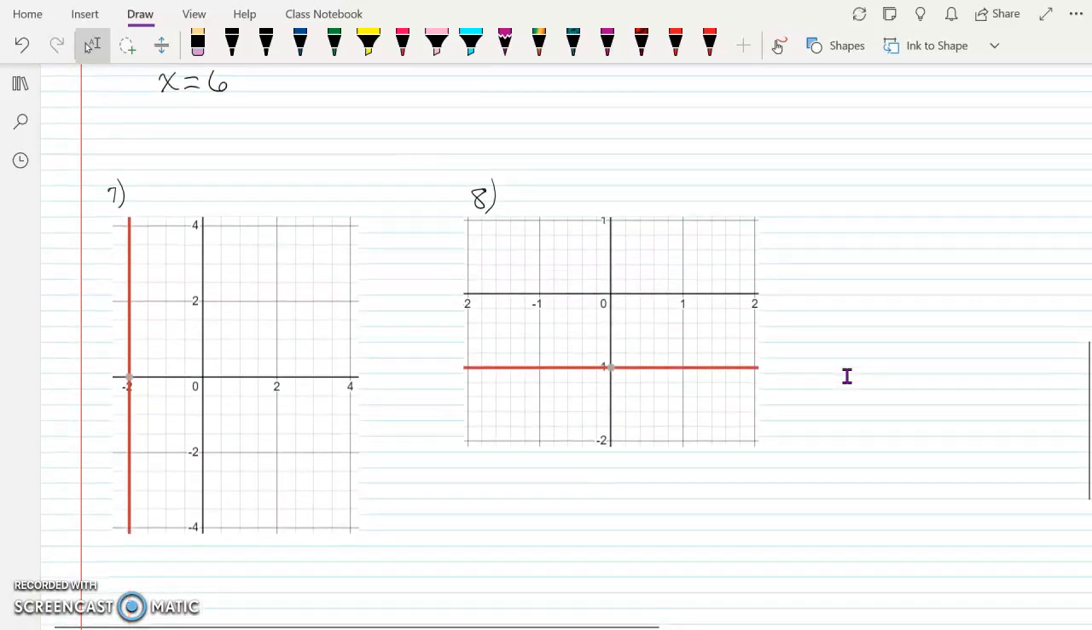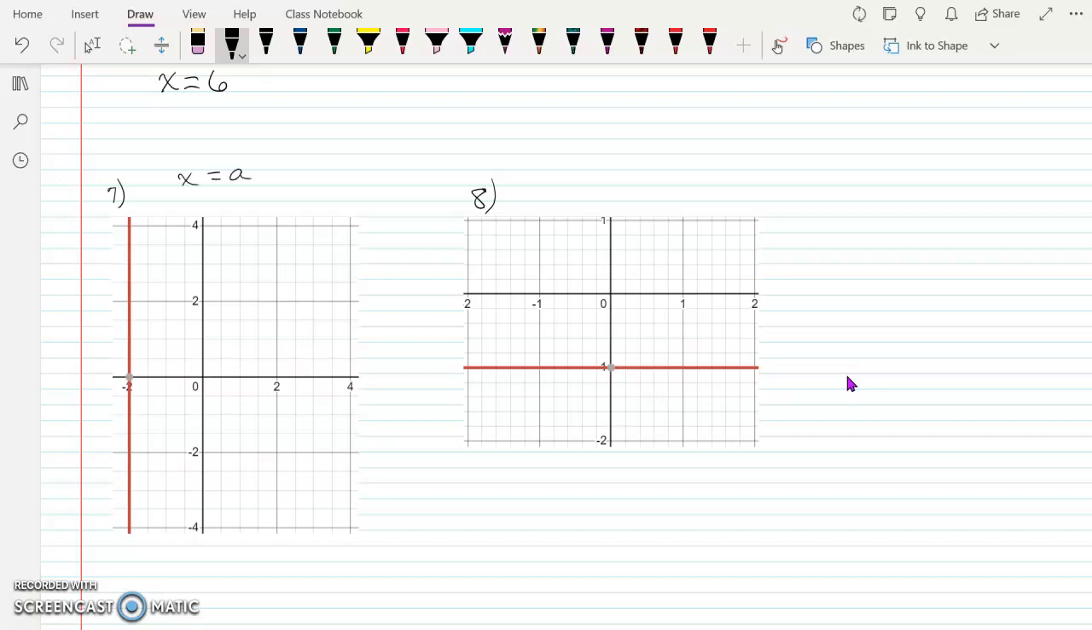All right, so let's take a look. What if it's a graph? I notice this is a vertical line, so I'm going to use that x equals a. And all of the points on this line are going to have an x value of -2. For instance, this one would be (-2, 2). This point would be (-2, -2). So my equation would simply be x equals -2.